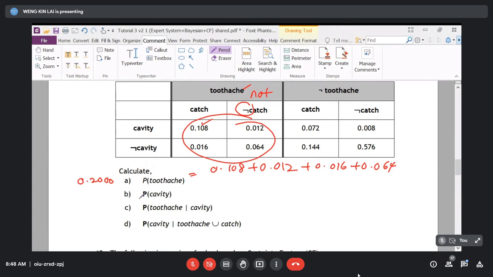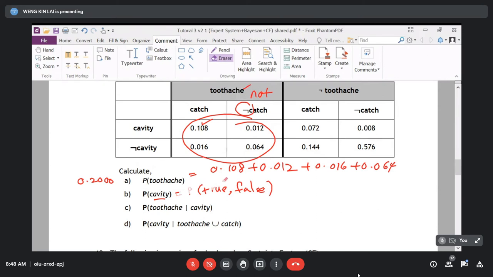tricky. Notice that this is actually in bold. Basically, it means it's a vector. So what it means is that, yes, I also want to calculate for when a cavity is true. I also want to calculate if it's false. I'll explain that later on. Let's look at the first case first, which is I want to calculate if it's true. P for my cavity.